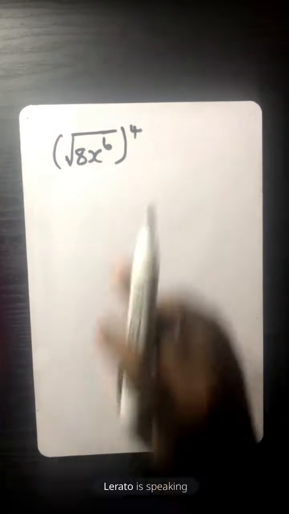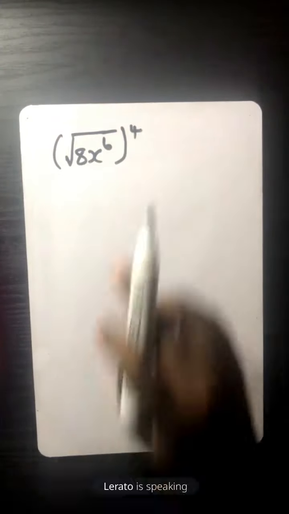Remember, this multiplies that and this multiplies that. You know very well, ladies and gentlemen, that 8 is the same as 2 to the exponent 3. Let me just say multiplied by x to the exponent 6, and then we still have that half, and you have 4.